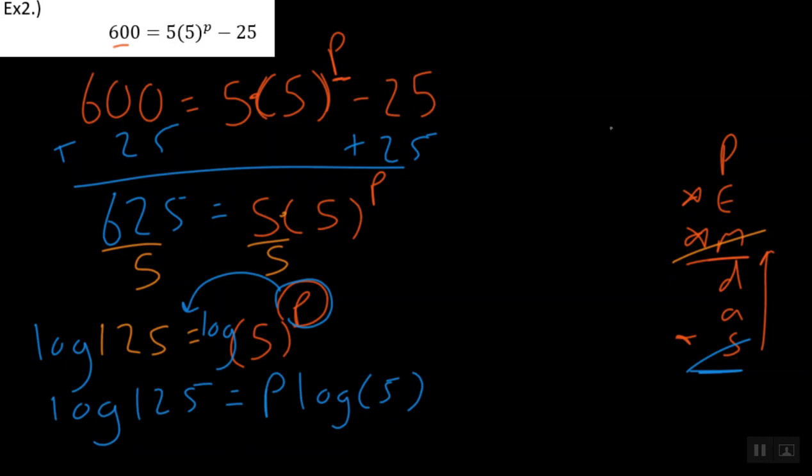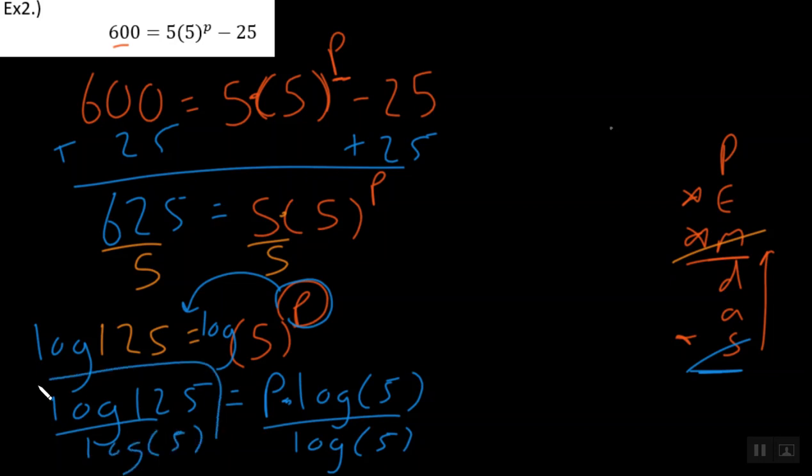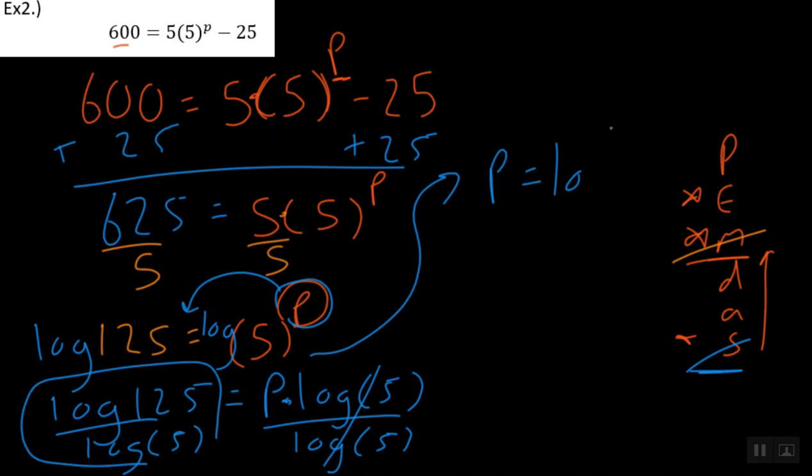Notice that these two things are side by side, so they're being multiplied. What is the opposite of multiplication? Well, we're going to divide both sides by the log of 5. Now remember, you can rewrite this. Those cancel out, and this is what we have: p is equal to the log base, whatever logarithm is on the bottom becomes the base, of the logarithm of 125.